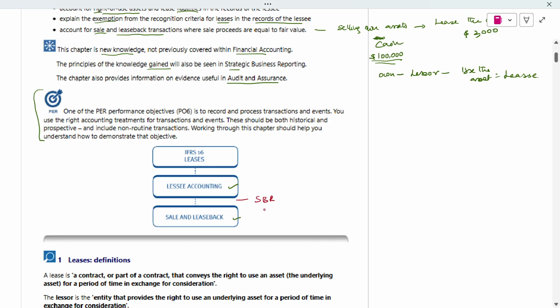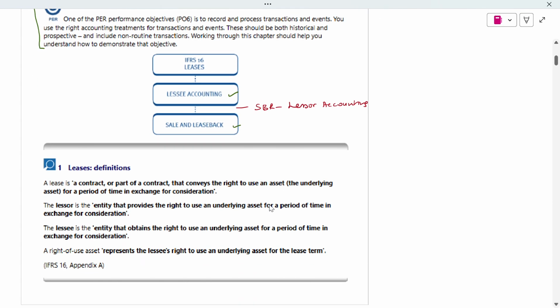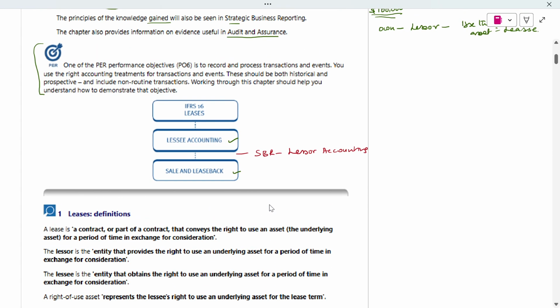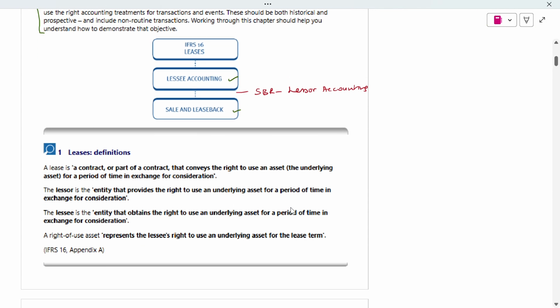Okay, in SBR there is lessor accounting, but it is not there here. Now, are you clear about this? Yes. Okay, simple, very clearly. That is the reason I asked you in the beginning, so that you will have more clarity.